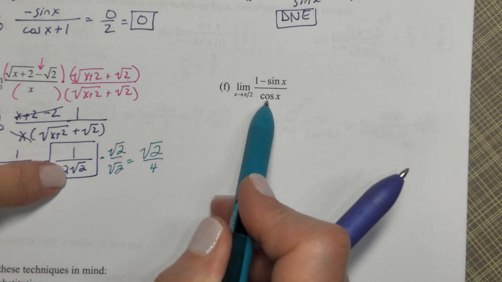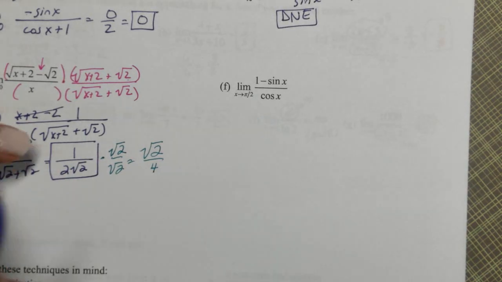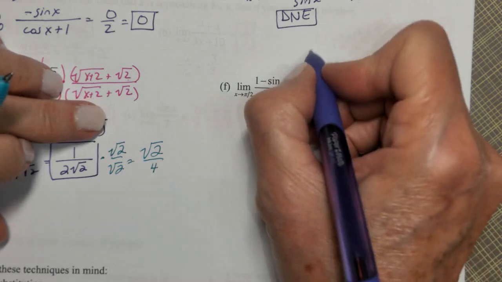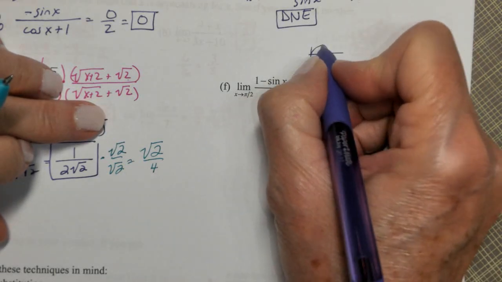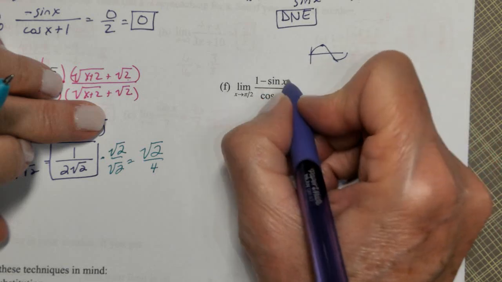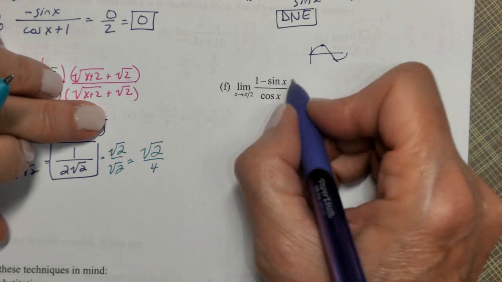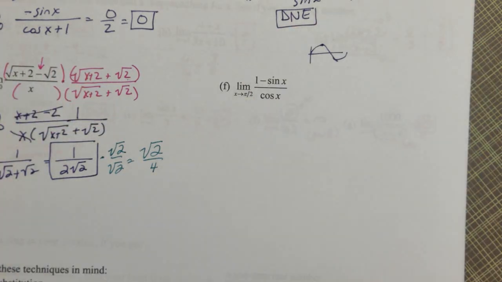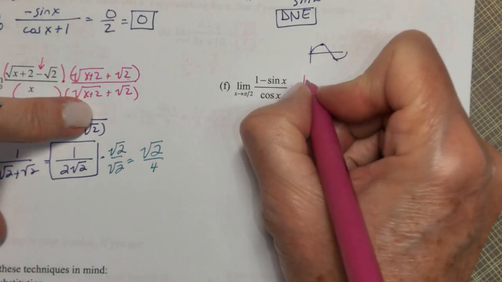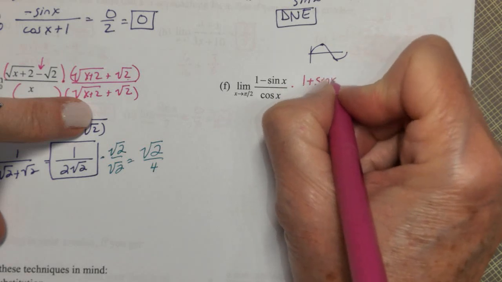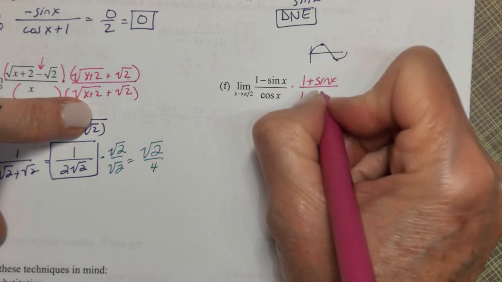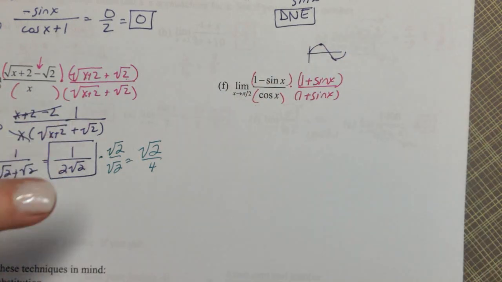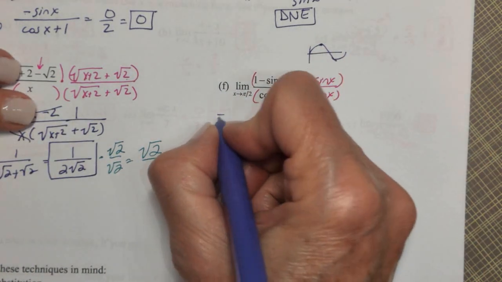It's another one with the sine and cosine. So if we put pi over 2 in for x, sine of pi over 2 is 1, right? 1 minus 1 is 0. Cosine of pi over 2 is 0. We get 0 over 0. We're going to multiply by the conjugate of 1 minus sine x. Rewrite our limit.